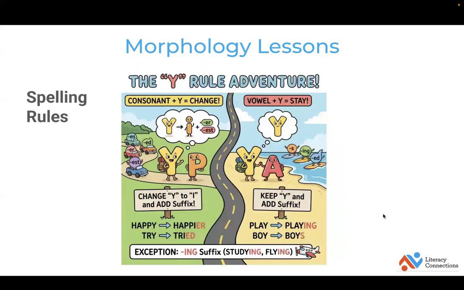And the spelling rule for adding suffixes to words that end in Y. If we are adding a vowel suffix, change the Y to I. So happy to happier, try to tried. But if it's a vowel plus Y, then we keep the Y and add the suffix. So if we've got a consonant right next to our Y, change it to I. If we've got a vowel before the Y, then we keep the Y there. We've got some great examples there. Happy and try, both we replace with I. Play and boy, we keep the Y there. So it's good to practice those rules in morphology and in spelling.